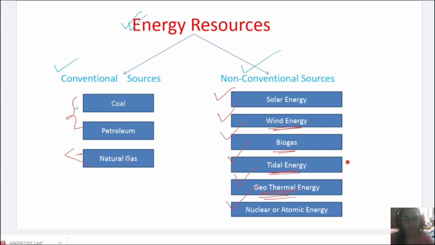So we can never run out of rocks, right? In the same way, these are also non-conventional. Nuclear atomic energy also is very easy to understand. We can never run out of atoms because everything is made of atoms. We can always produce atoms.